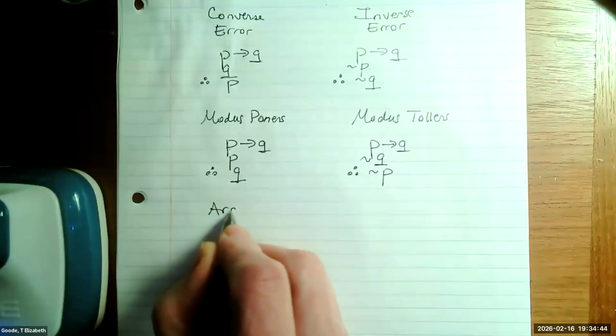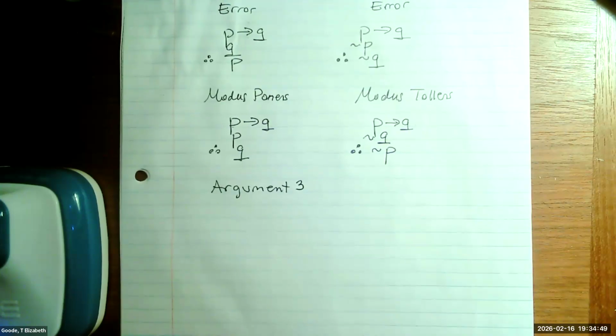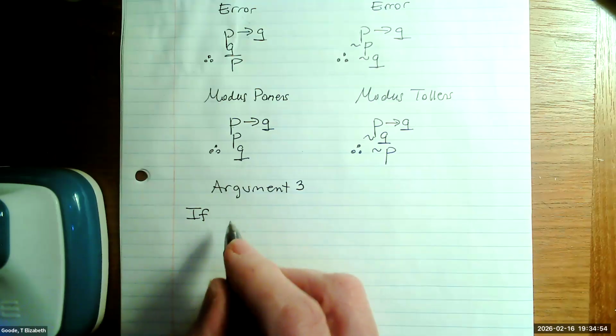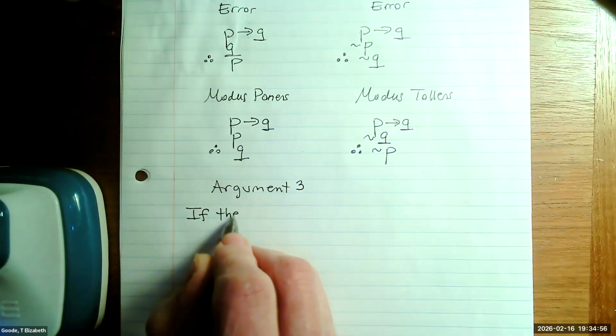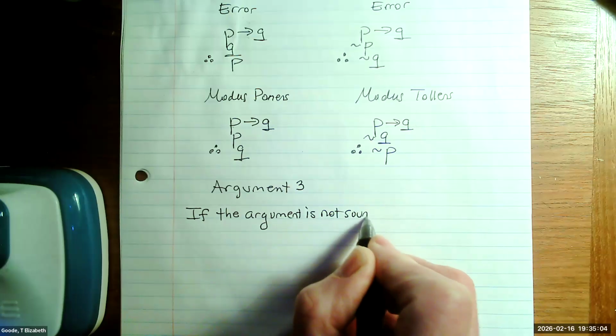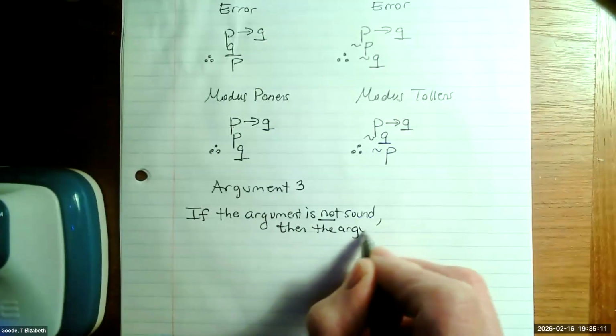Not quite. The last one, argument three? All right. Well, the interesting thing about argument three is it's an argument about arguments. Okay, so what does it say? It says if the argument is not sound, and that's the complication because we have the word not here, then the argument is not valid.